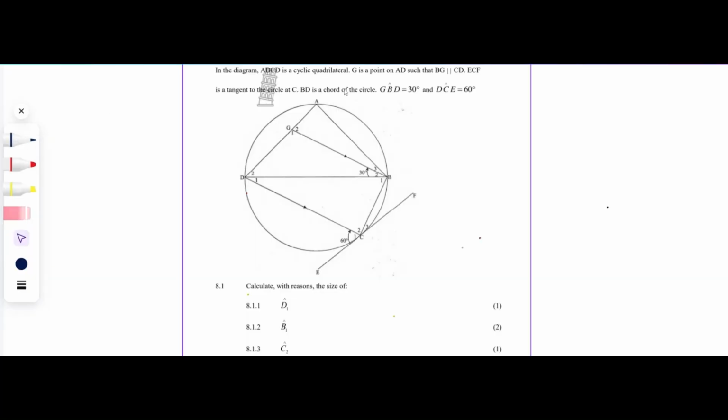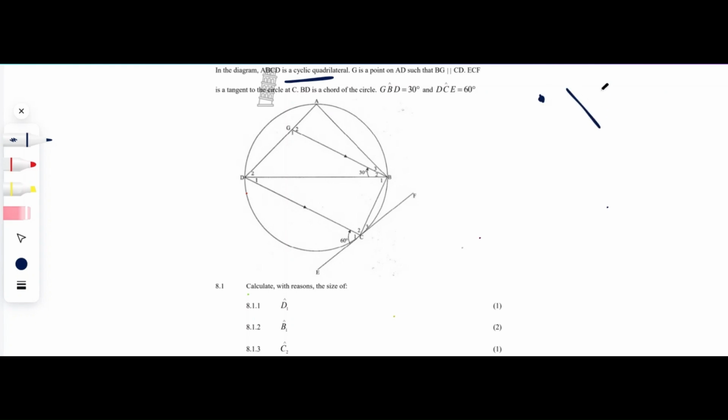So, we have in the diagram A, B, C, D. It's a cyclic quad. Now, the minute they've told you that a cyclic quad is present, in some questions they aren't going to mention this. But if they do mention anything about a cyclic quad being present, you need to write down three of the theorems that remind us of cyclic quad.